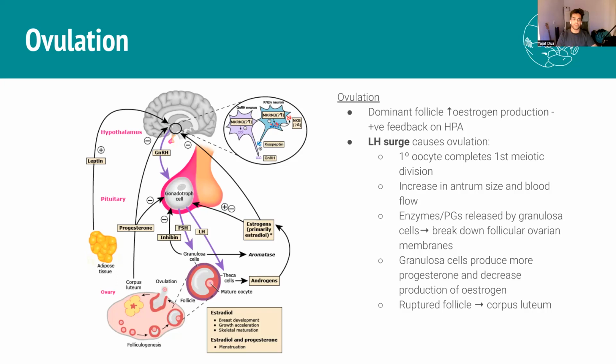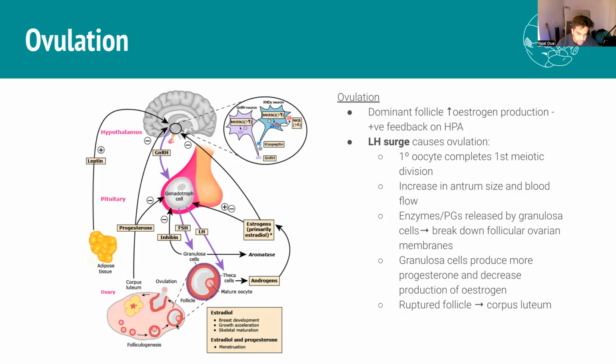When that huge surge in LH occurs, that is the direct cause of ovulation. And a bunch of different things happen that lead to ovulation. So we talked about the primary oocyte completing its first meiotic division, the antrum size increasing, and blood flow and nutrients coming out. Then the granulosa cells apparently release these enzymes and prostaglandins.